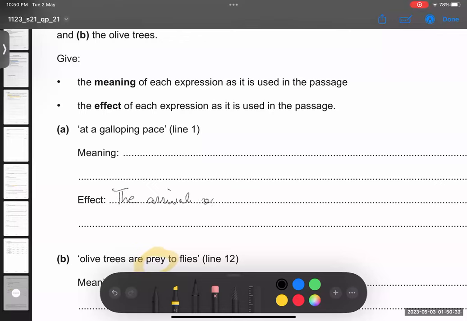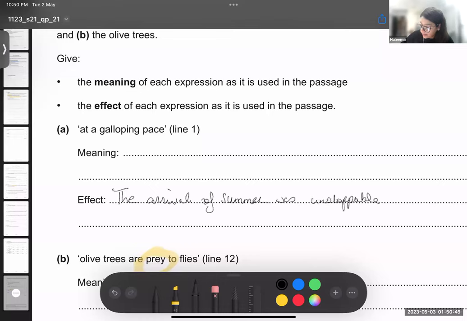For the effect, we have to refer to the text. Now, if unstoppable is not a word that you would use in this case, you could replace that with something like the arrival of summer was unexpected. Something that gave the author little or no time to prepare. So the effect of anything happening before time, anything happening unexpectedly, what is the effect? If guests show up unexpectedly, what's the first effect that has on you? The fact that you're unprepared.